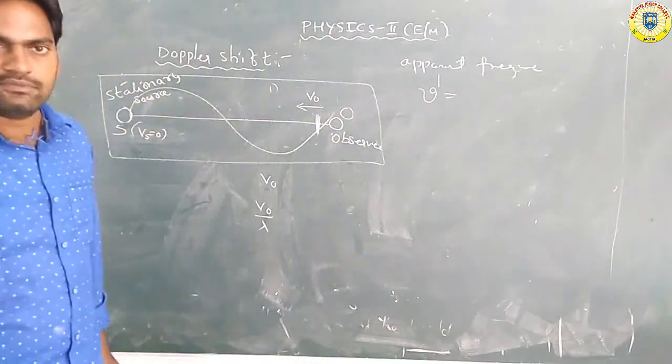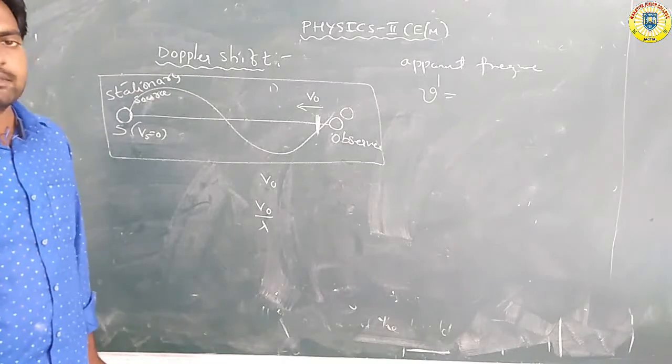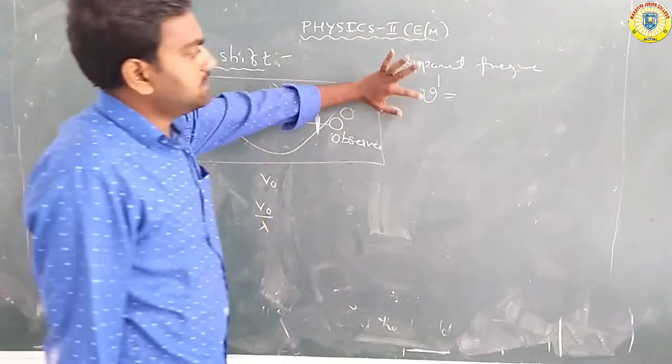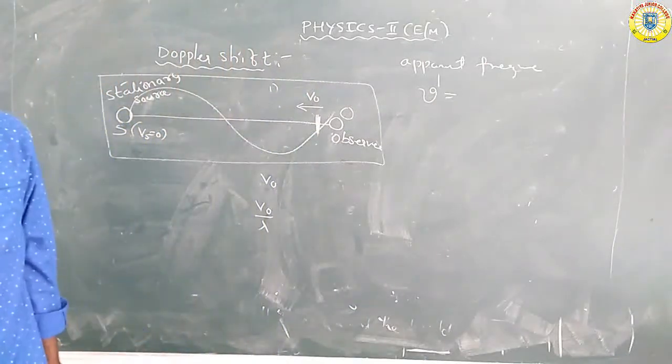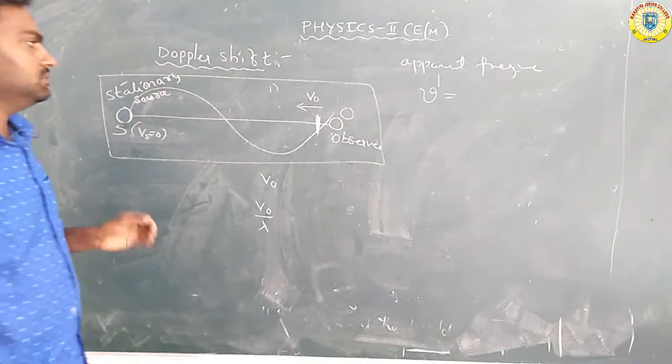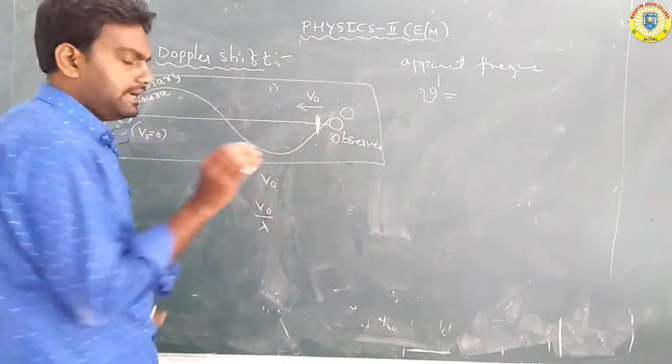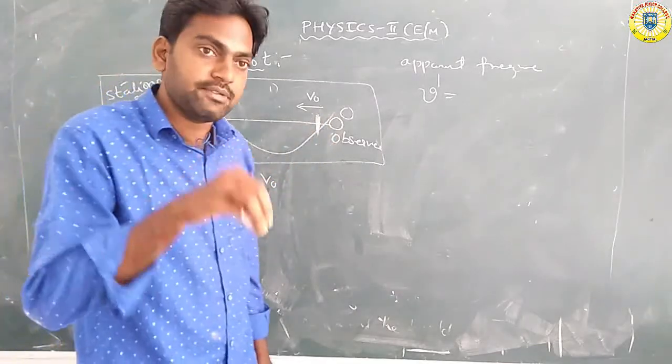Observe this first, it is a very important 8 marks question. Nu dash is called the apparent frequency. Apparent frequency nu dash means the changed frequency.